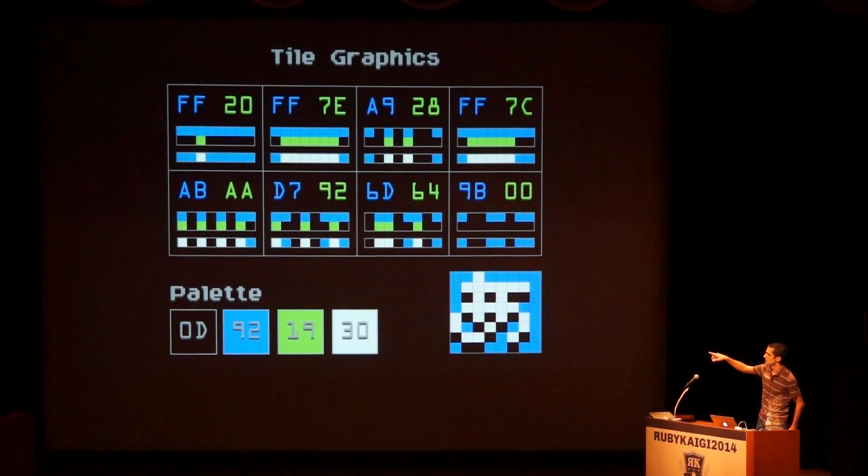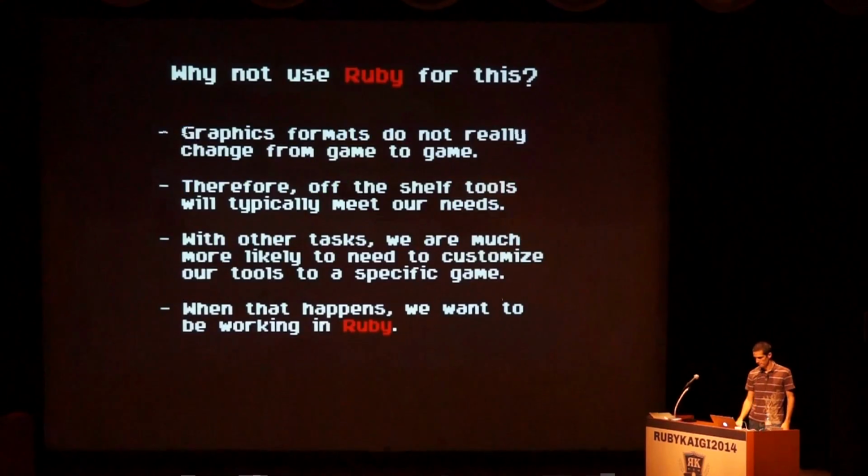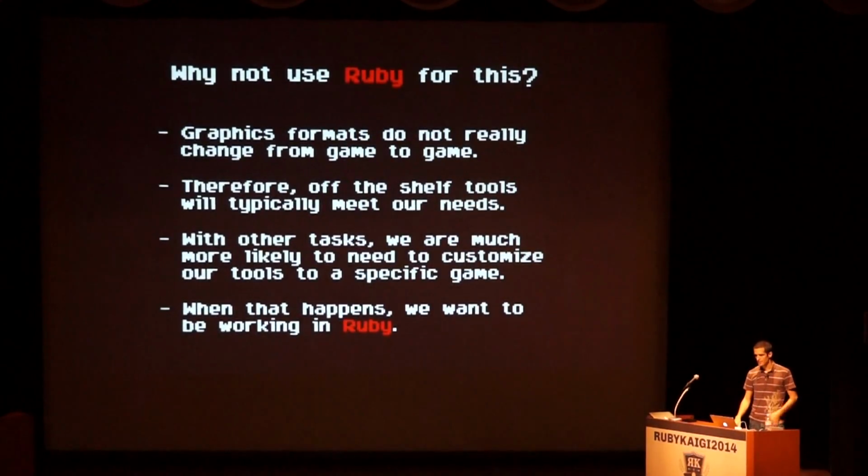And even the palette itself is defined by data, right? So everything's data. You can change everything. So why not use Ruby for this? Because it doesn't change from game to game. So you don't really need to customize the tools. Just use something off the shelf.